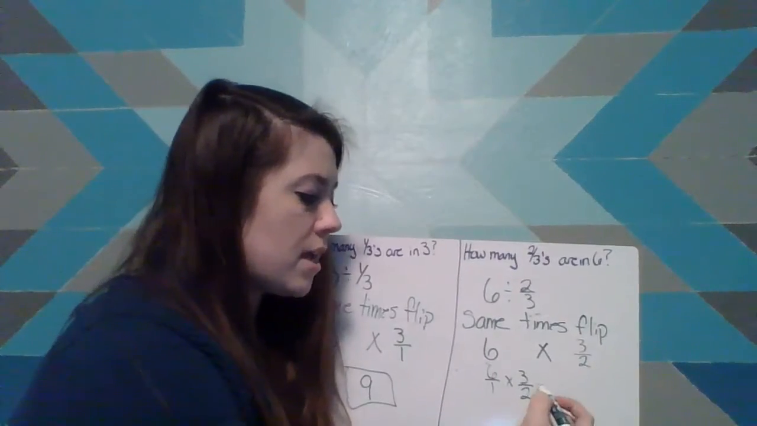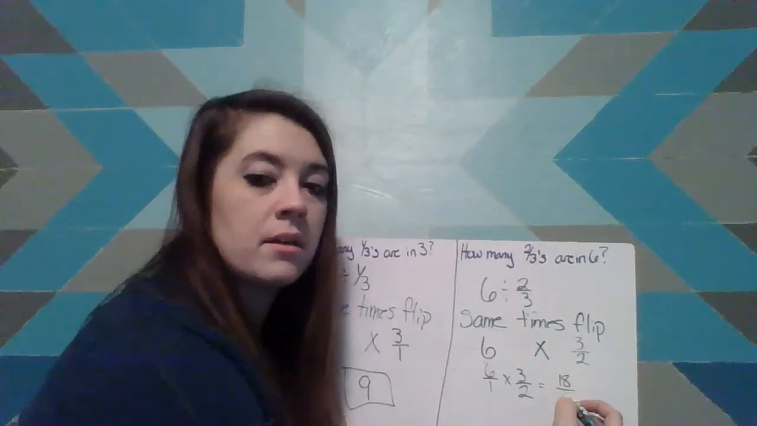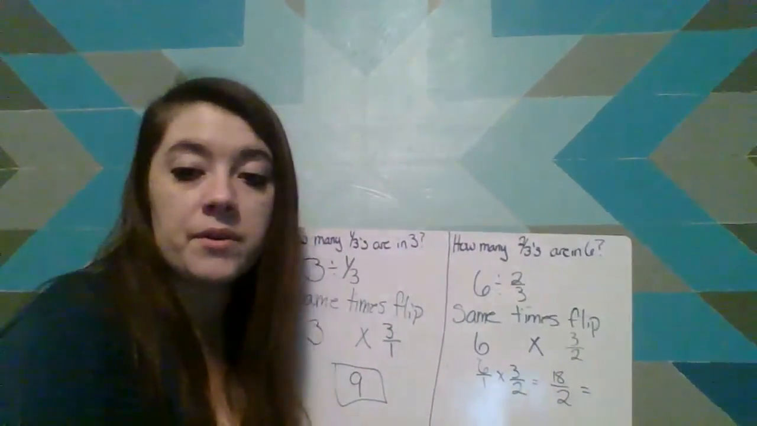So 6 times 3 is 18. 1 times 2 is 2. Now, can we reduce this?